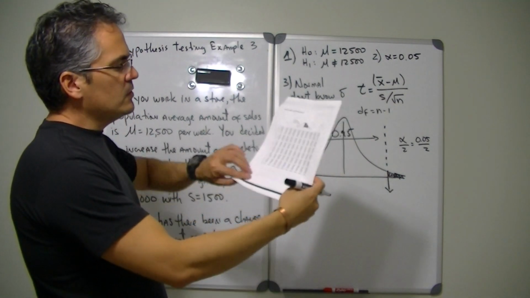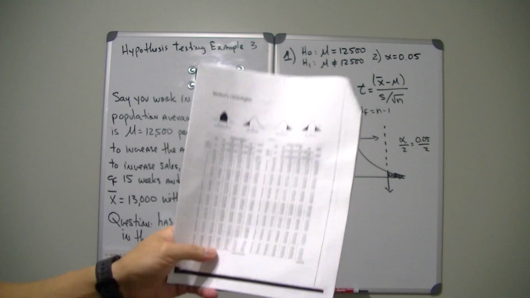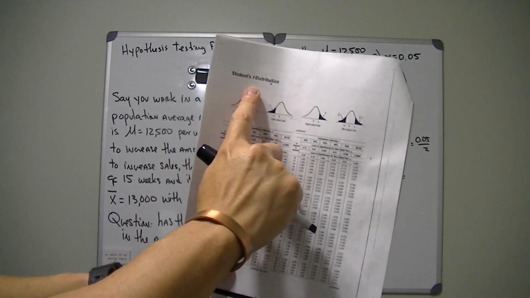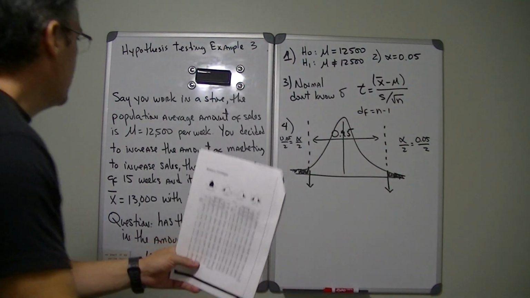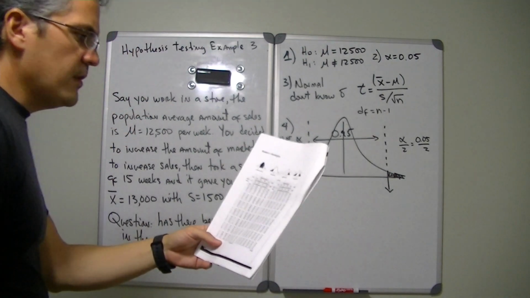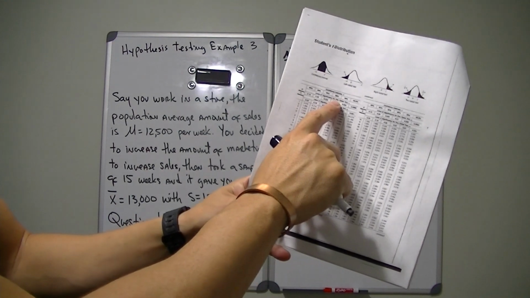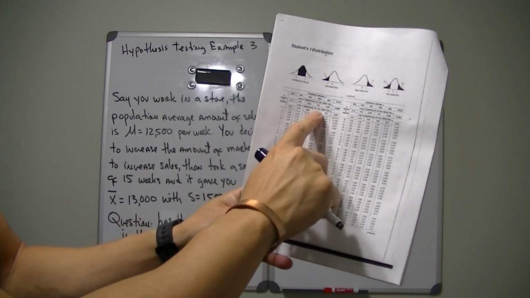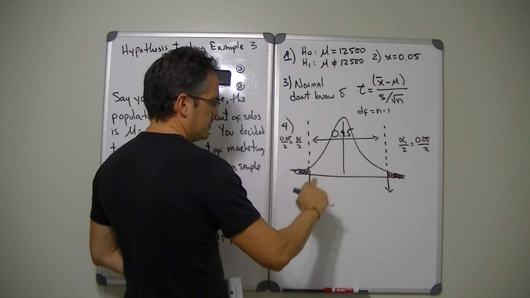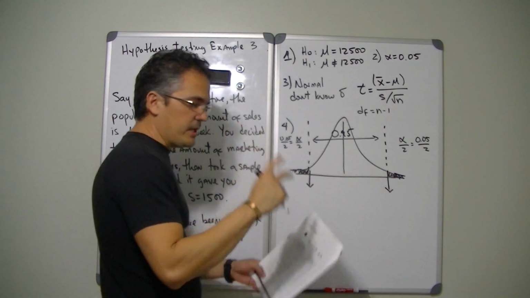We need to go to a different table compared to the previous one we were using. In this case, we need the one that says Student T distribution, because we don't know our population standard deviation. If you go to the T table, you'll notice that it says level of significance 1 tail or level of significance 2 tail. In this case, we need to use level of significance 2 tail.